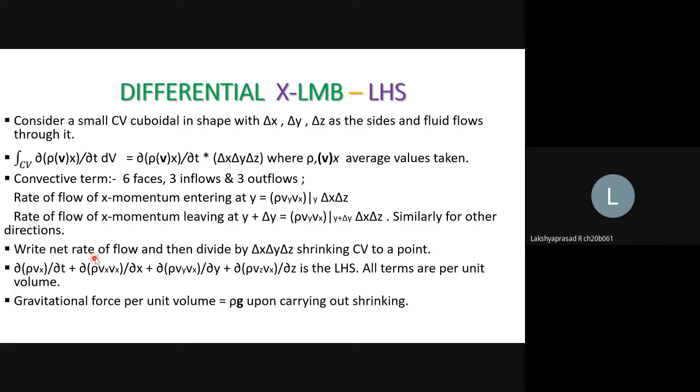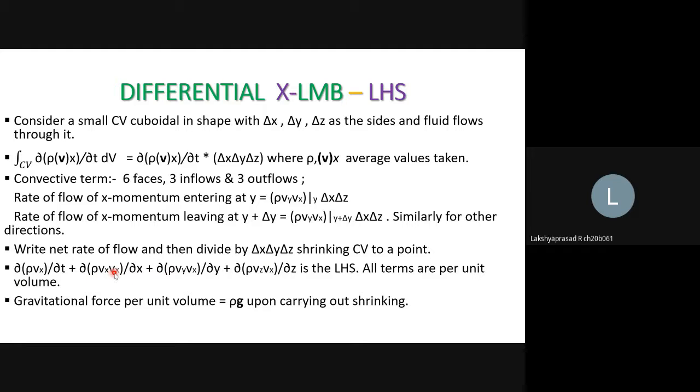We write down the net rate of flow, and then we divide it by delta x delta y delta z, as you know, and shrink the control volume to a point. And on doing so, this is what we'll get. This is our LHS, dou by dou t of rho Vx plus these 3 terms, which belong to the convective portion. And you can see Vx, which is found everywhere in these brackets.